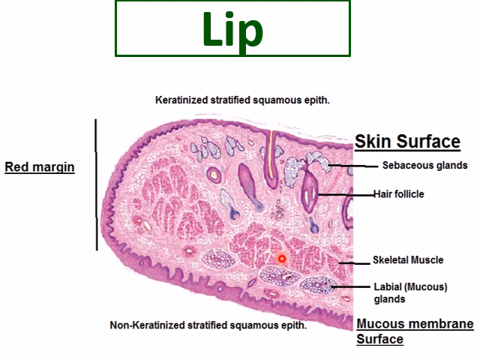How to differentiate? Look at the margin or the border between the skin and the mucous membrane. Here in the lip, it's called the red margin. It does not contain any hair follicle, while the eyelid has eyelashes. Here you don't have any hair follicles. So in a section of the lip, here is the skin, the hair follicle, sebaceous glands, the skeletal muscle, orbicularis oris, and the labial glands, and here is the mucous membrane.